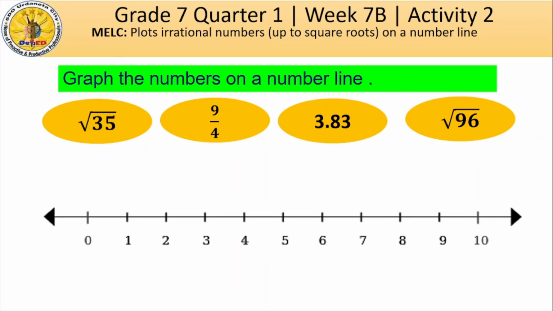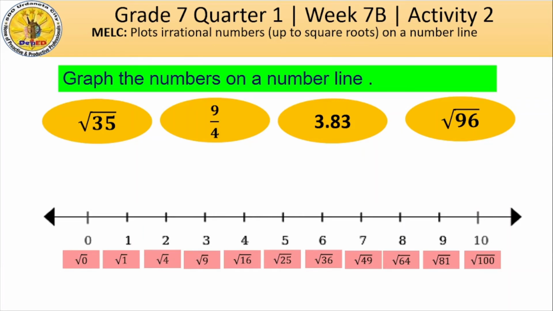So let us plot the first one, square root of 35. So again, to make things a lot easier, let us add these values on the number line. And since we know that square root of 35 is greater than square root of 25, but less than square root of 36, then square root of 35 lies between 5 and 6. And since square root of 35 is closer to square root of 36, then it may lie greater than 5.5 but less than 6. So, here is where square root of 35 lies.